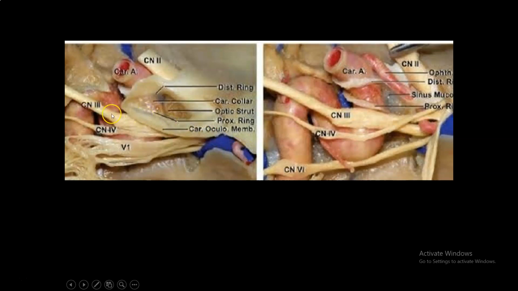So here you will see a view of the right cavernous sinus, right optic nerve, right internal carotid artery, triangular space, distal ring, proximal ring, oculomotor nerve in the lateral wall, the trochlear nerve in the lateral wall, V1 in the lateral wall, V2 in the floor, and inside the cavernous sinus, at a deeper plane, you find the internal carotid artery, which is here the medial loop, horizontal segment, and the anterior loop, and you find the abducent nerve below and lateral to the artery on its way to the superior orbital fissure.